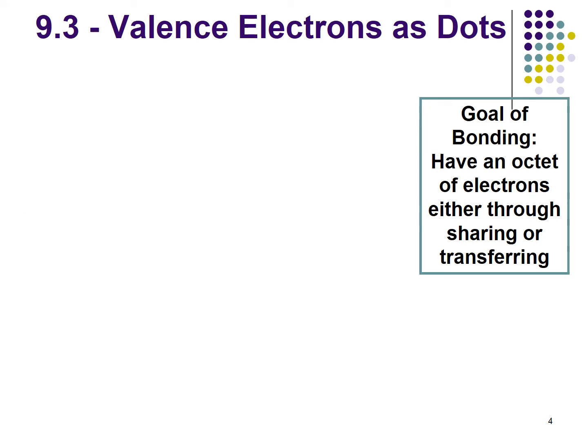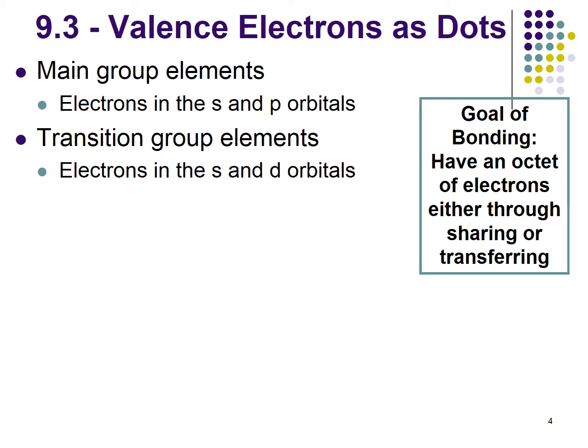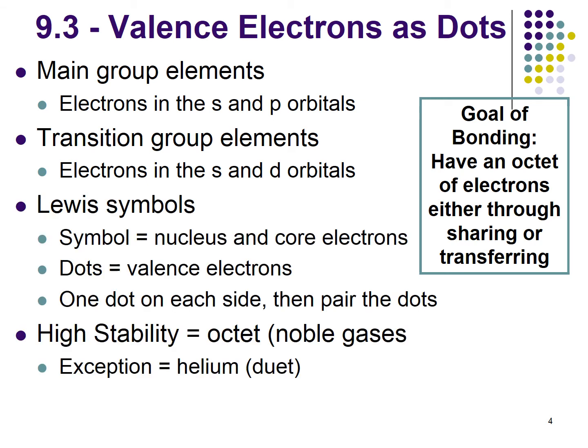So before we look at the bonds, we have to talk about Lewis structures for just atoms individually. So we start by looking at the valence electrons. And in our last group of chapters, we looked at valence electrons and determined how to figure them out. Our quick way to do it is based on which column they're in on the periodic table. So if they're a main group element, meaning they're in the S or the P block, they're going to have the same number of valence electrons as their column number. And if they're in a transition group, then we're going to use the S and the D electrons.